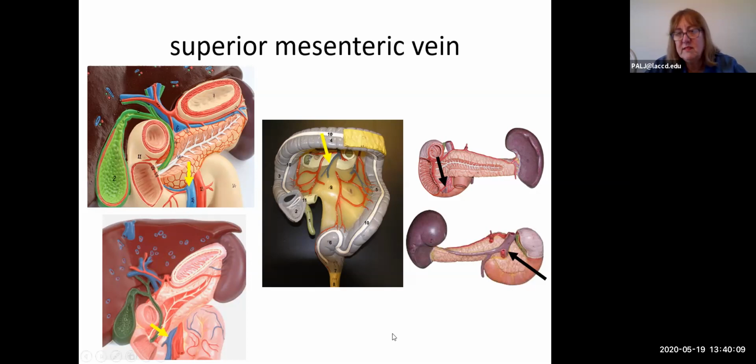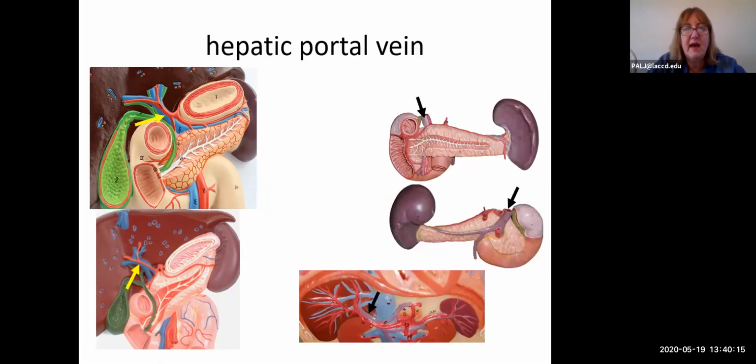Once the superior mesenteric vein has joined with the splenic vein, then it forms the structure known as the hepatic portal vein. And the hepatic portal vein is going to be sending blood into the liver, and it is about 4 times larger than the hepatic artery because 80% of the blood entering the liver comes from it. So those two blood vessels show up together again.